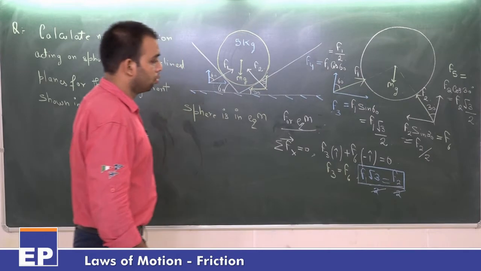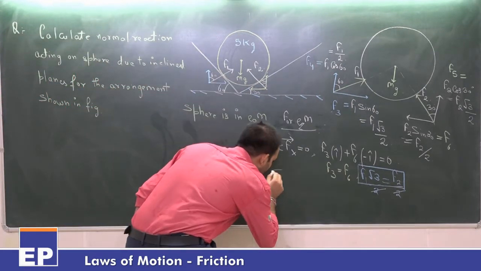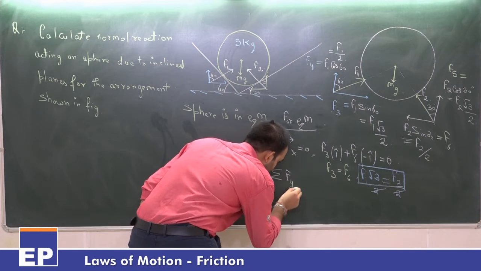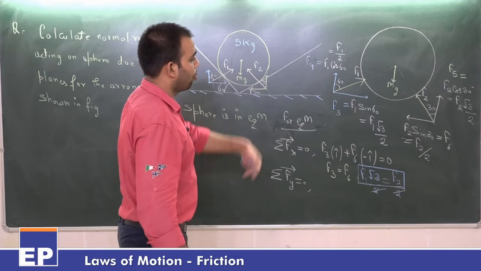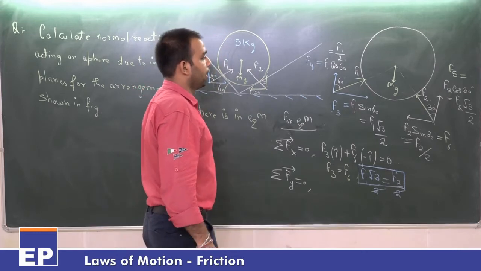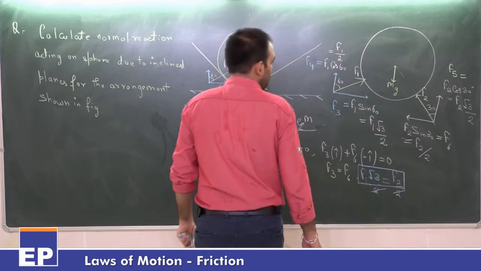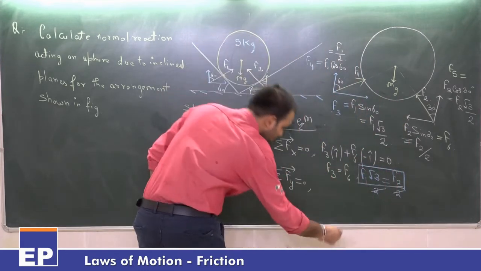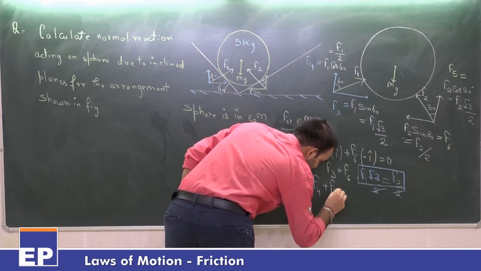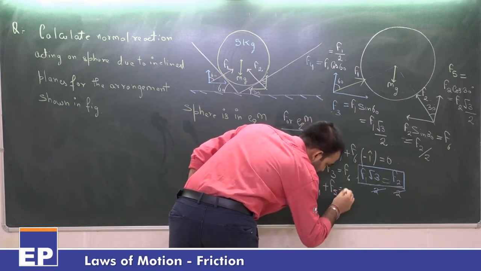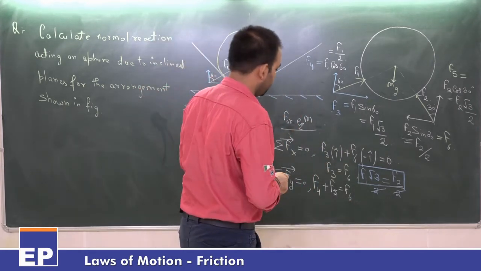f1 root 3 is equal to f2 आ गया. Similarly, for summation in y, how many forces are in y direction? The upward force you can take as positive and downward negative. There are 3 forces. मतलब you can take f4 plus f5, it is equal to f6, क्योंकि ये डाउनवर्ड है. Now f6 कह रहा हूं, mg.